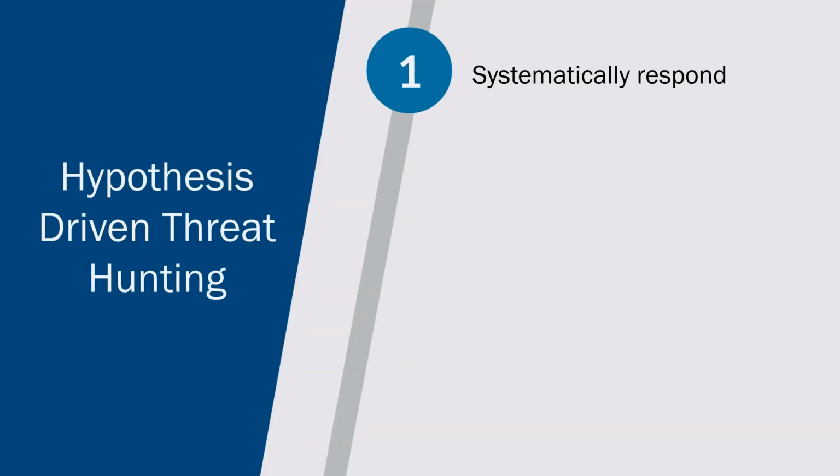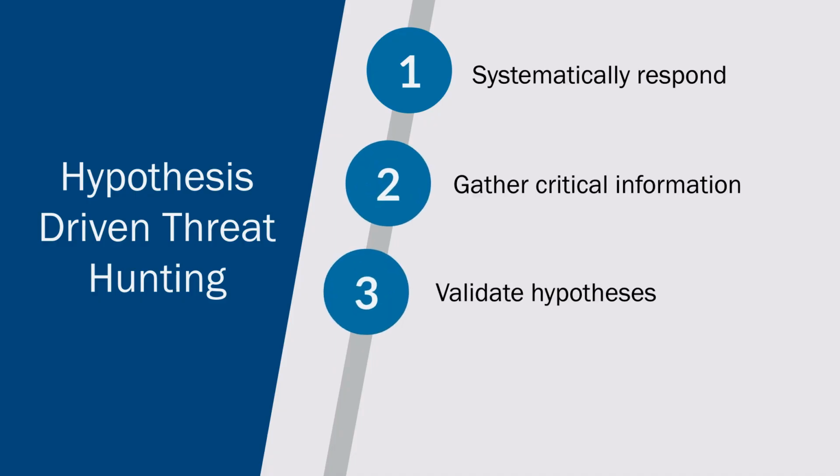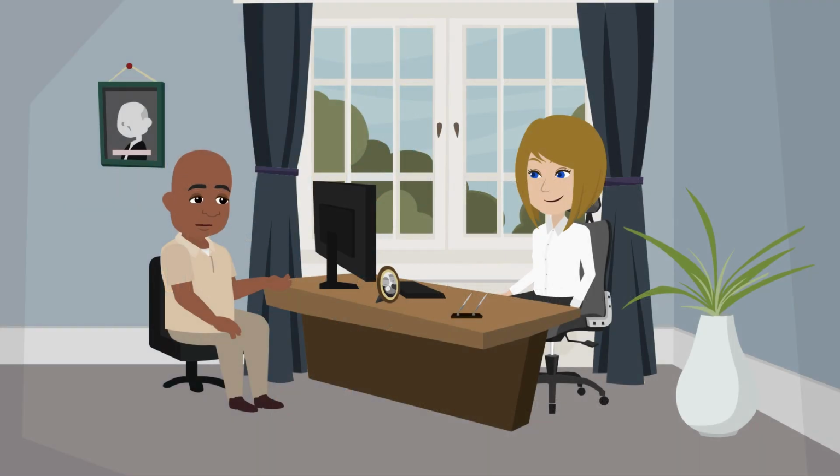By following these steps, you can systematically respond to unusual activity in an OT environment, gather critical information, validate hypotheses, and identify the root cause of the incident. After looking at your network segmentation, we came up with an initial hypothesis. Then we performed network and host analysis. Based on that information, we refined our hypothesis.